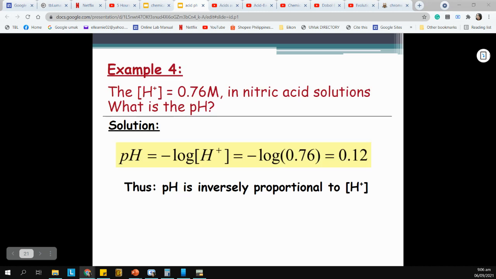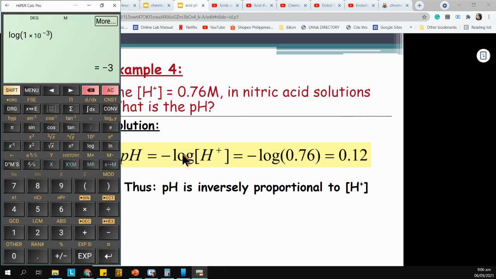Now, another example, ito naman. So, nitric acid. Now, this is, again, a very strong acid. So, let's do the calculation here. So, kinukuha naman natin is hydrogen, di ba? So, katulad yun, as mentioned kanina, negative log ulit. So, log 0.76. Yan. So, the answer now is 0.12. So, very strong acid ang nitric acid.